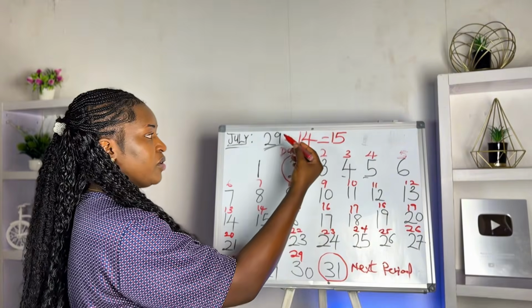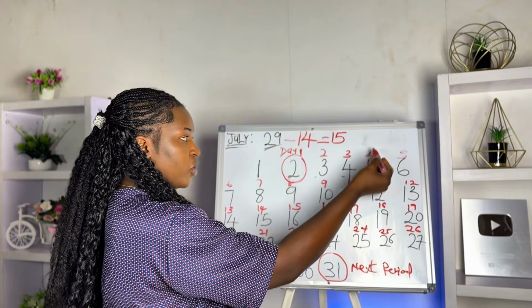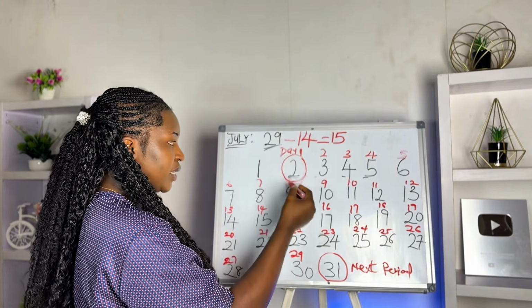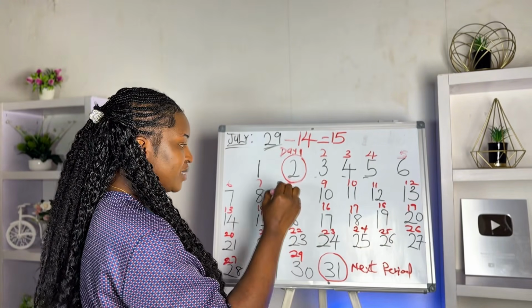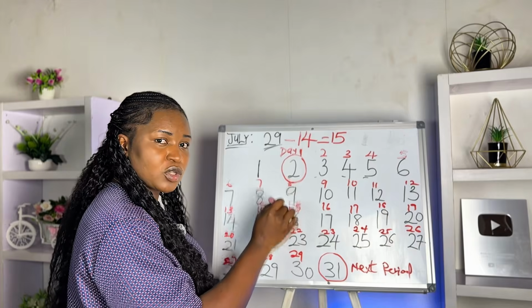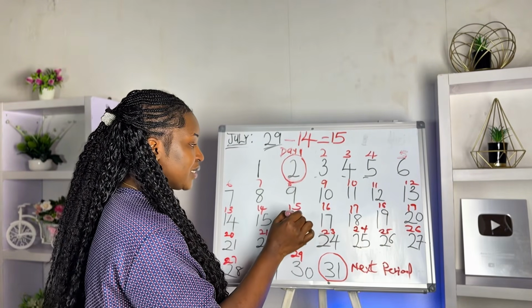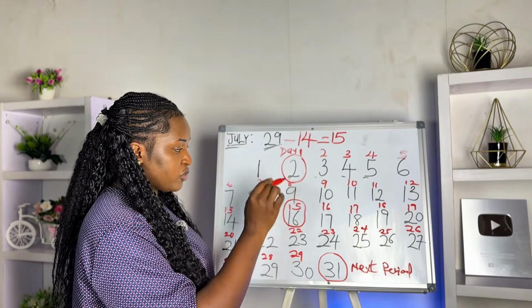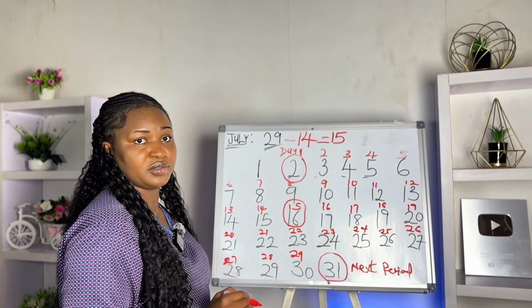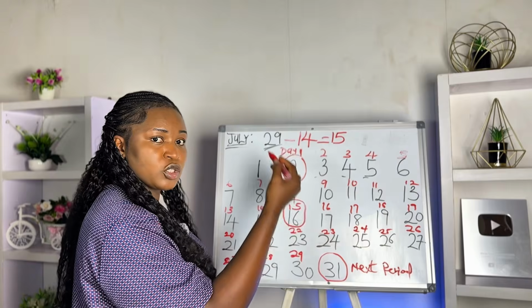So we're going to count from day 1, day 2, day 3, day 4, day 5, day 6, day 7, day 8, day 9, day 10, day 11, day 12, day 13, day 14, day 15. That's on the 16th of July. This is when this person is likely going to get her ovulation. 16th of July, which is day 15. So that is how you calculate your ovulation.